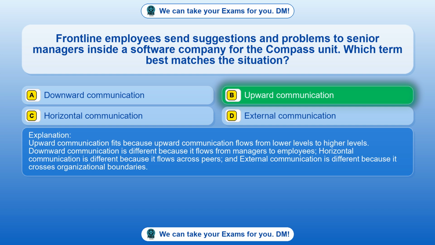Upward communication fits because upward communication flows from lower levels to higher levels. Downward communication is different because it flows from managers to employees. Horizontal communication is different because it flows across peers, and external communication is different because it crosses organizational boundaries.